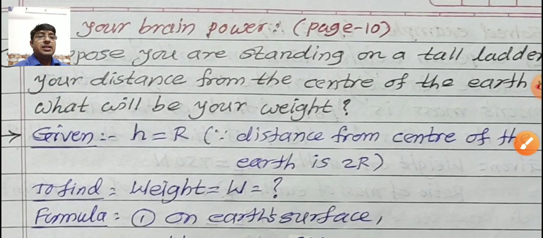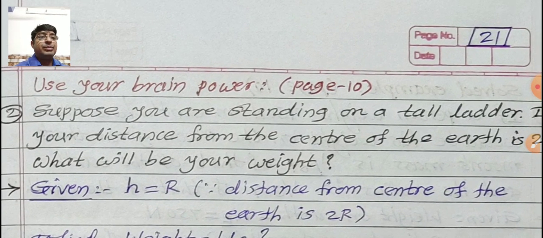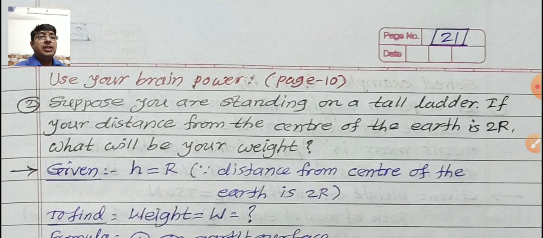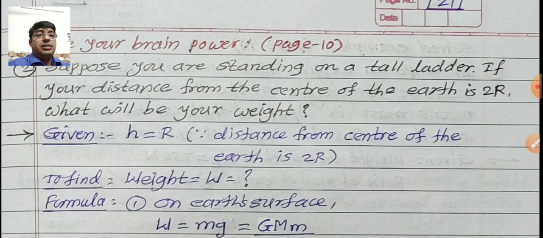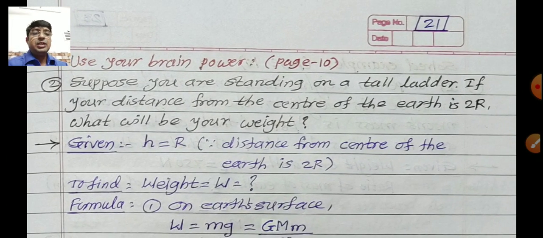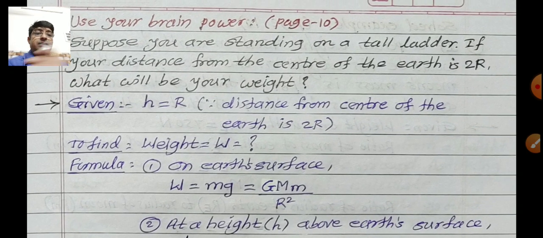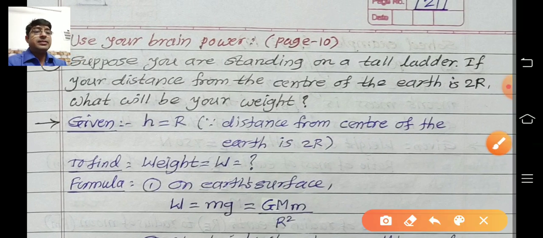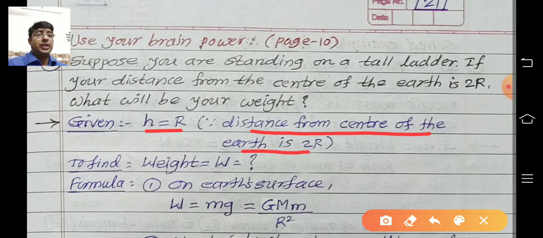Next. Second question given in Use Your Brain Power on page number 10. Suppose you are standing on a tall ladder. If your distance from the center of the earth is 2r, that is double the radius of the earth, what will be your weight? So this is a numerical problem. How to write a numerical problem? Given, then to find, formula and solution. So what is given? The distance from the center of the earth is 2r.